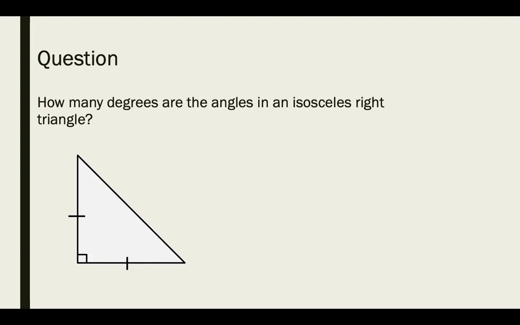Hopefully you remember that an isosceles triangle is a triangle with two equal sides, and a right triangle is a triangle with one right angle. And so what we want to be thinking about is that all three angles together have to sum up to 180. The right angle takes up 90 degrees of that, so we've got 90 degrees left, which leaves us 45 and 45 for the other two angles, because an isosceles triangle has two equal angles. So this is an example of a 45, 45, 90 triangle.